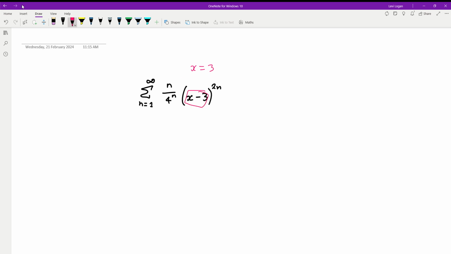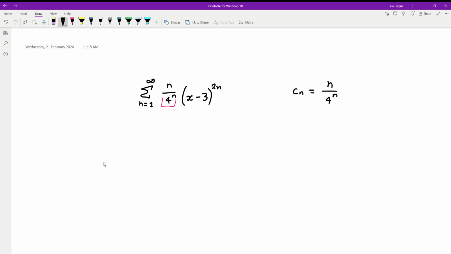Now, the only thing we need to work out the radius of convergence and the interval of convergence is the coefficient in front of the polynomial part. What we call this is c of n. So c of n is the coefficient, so it's n over 4 to the power of n.